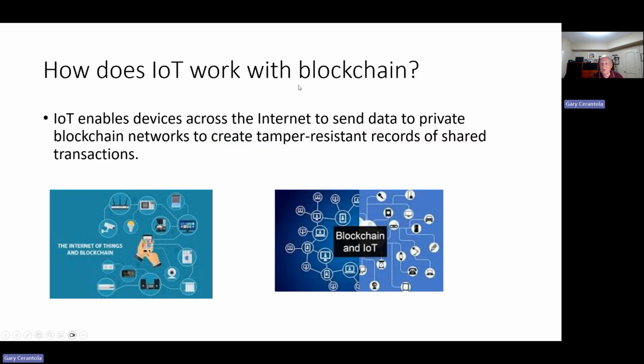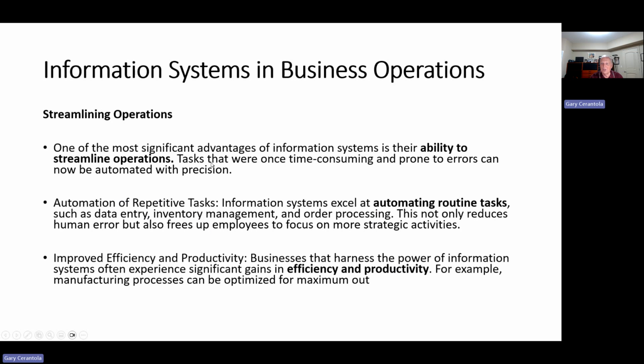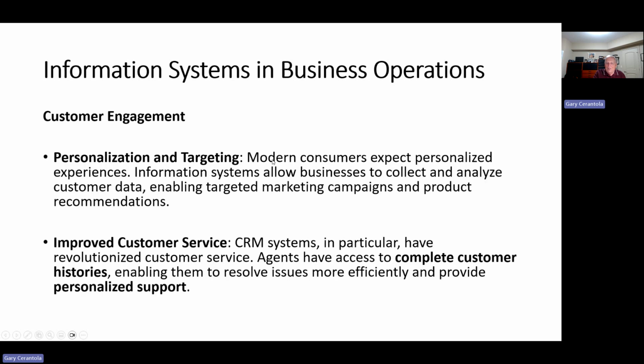And then how does IoT work with blockchain? Well, it enables the internet to send private data to blockchain networks. So going through information systems and business operations, they streamline operations. So this is all the pieces that you're getting into.